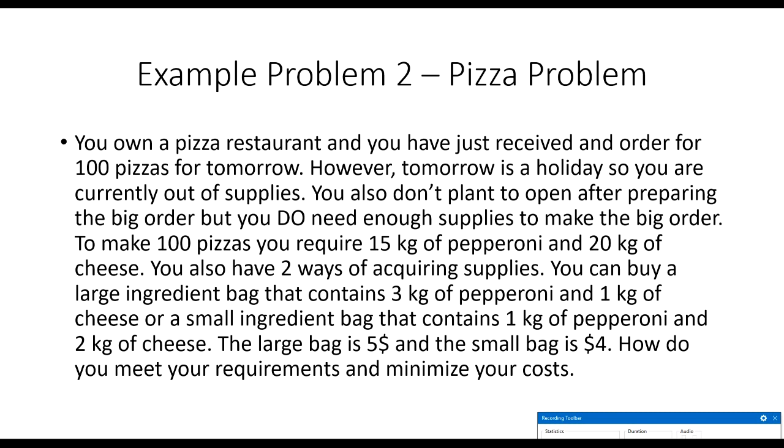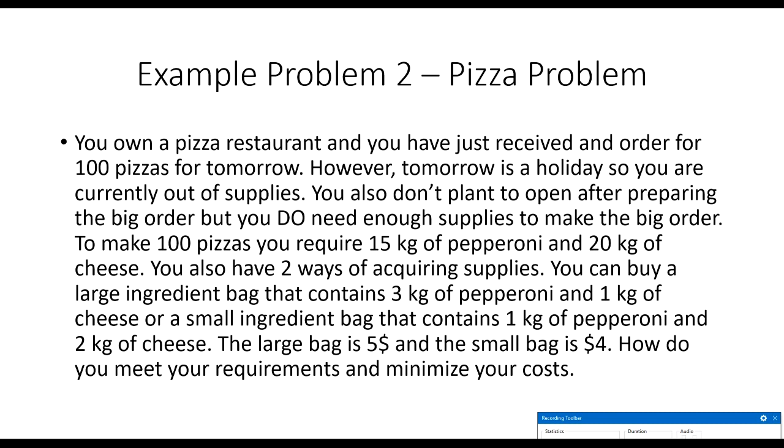Our second constraint, we require 20 kilograms of cheese. We know in a large bag there's 1 kilogram of cheese, in a small bag there's 2 kilograms of cheese. So our constraint becomes 1x1 plus 2x2 greater than or equal to 20.